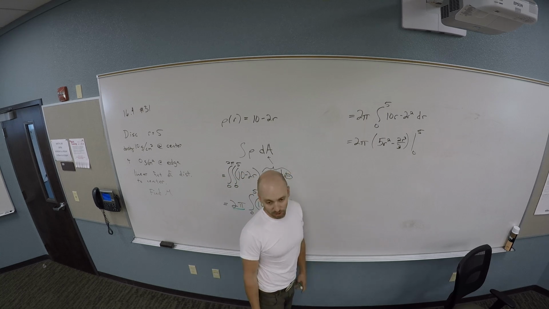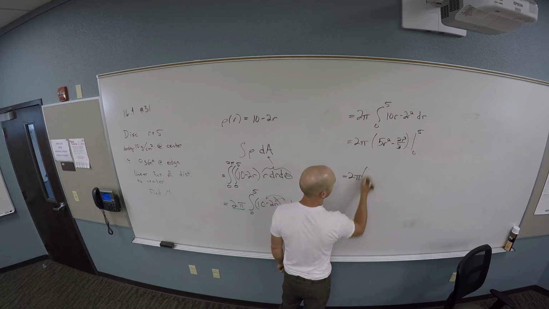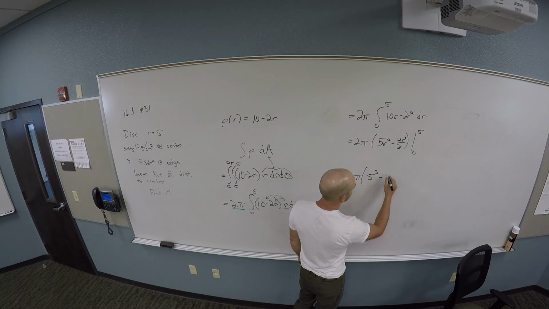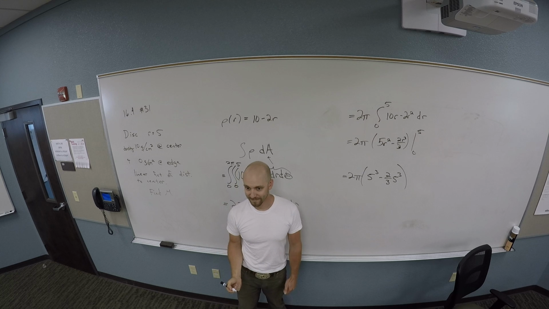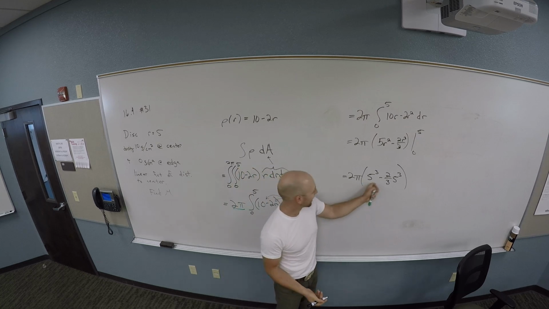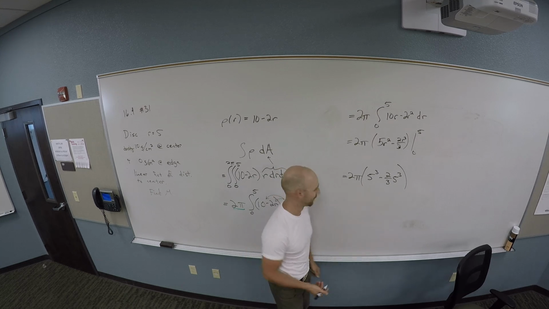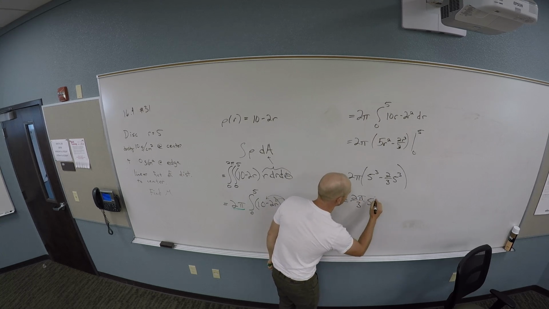Good news, evaluating at 0 on this one's easy, right? So I'm going to get 2 pi times 5 cubed minus 2/3 of 5 cubed. So if you have a sheep and somebody takes 2/3 of it away, how many sheep do you have left? 1/3. Right? Because you have something, and then somebody came and took 2/3 of it away, right? Hopefully it just takes the sheep. So I'm going to get 2 pi over 3 times 5 cubed.